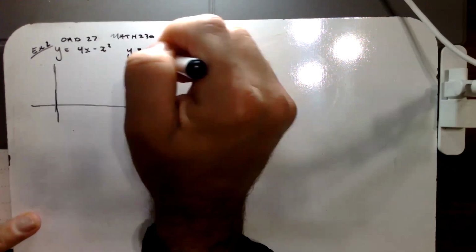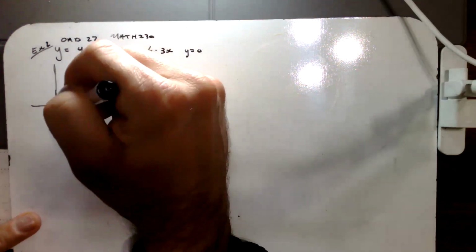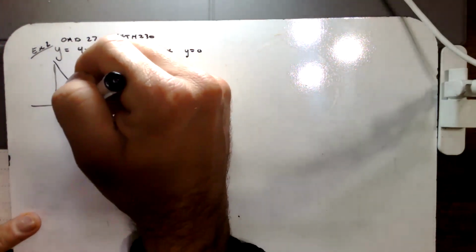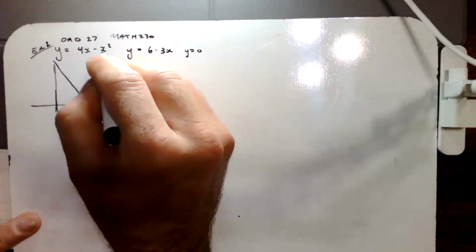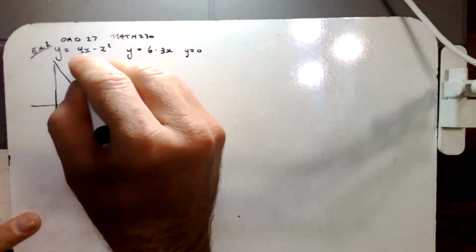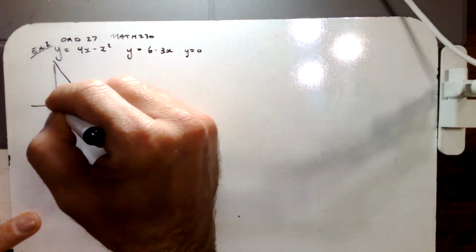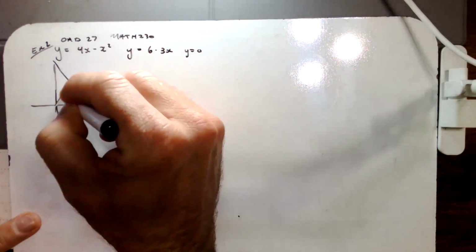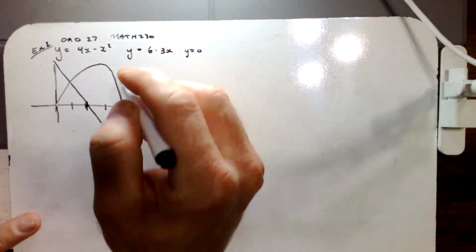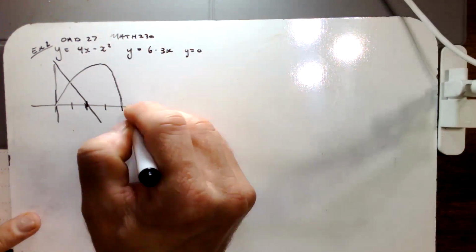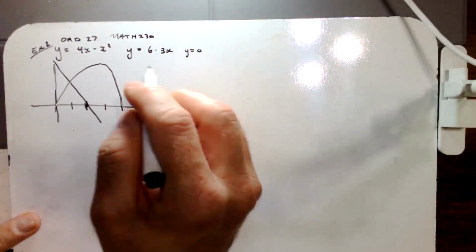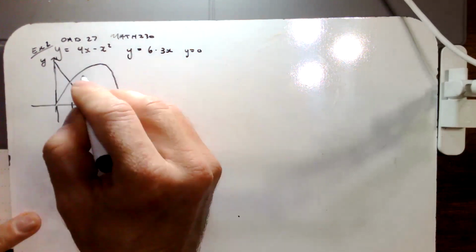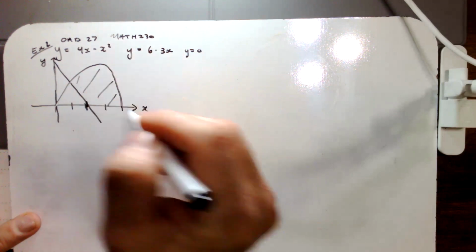So this is a horizontal line that has an x-intercept of 2. It looks something maybe like that, closer to 2. This is a parabola, which has intercepts at 0 and 4. So it's going to be something like that. And above the x-axis, that's where y equals 0. Okay, so the region that we're looking at is this area here.